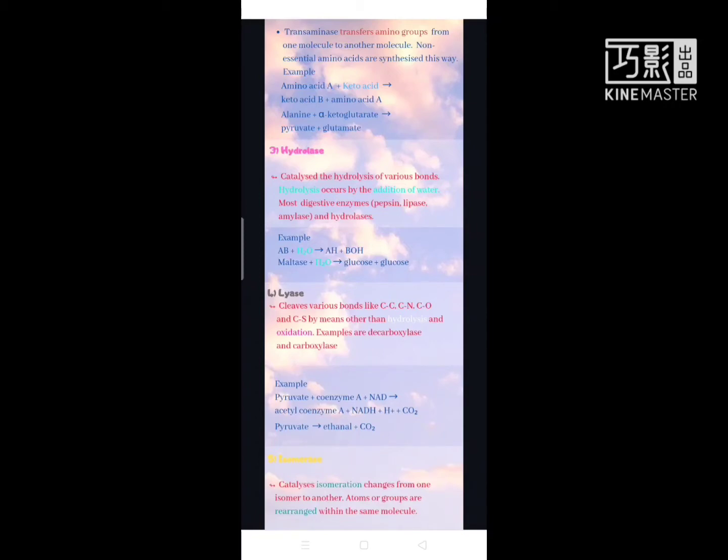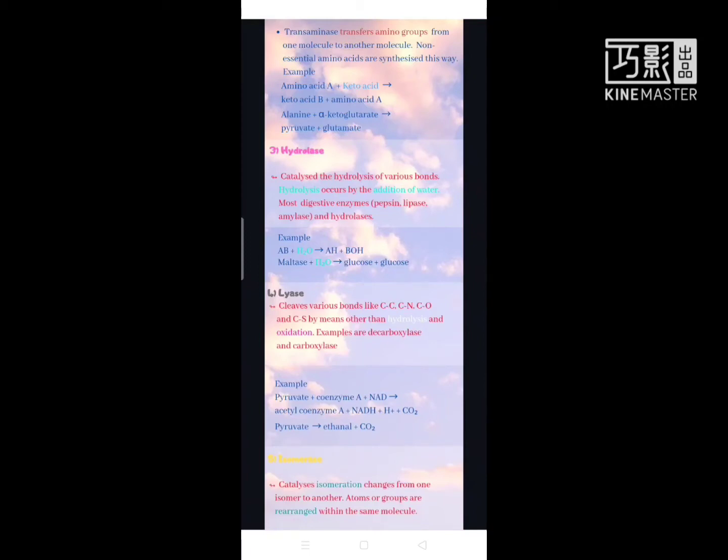For example, pyruvate plus coenzyme A plus NAD+ will produce acetyl coenzyme A and NADH and hydrogen acceptor and carbon dioxide in the presence of the catalyst pyruvate decarboxylase. And for another example, pyruvate will produce ethanol and carbon dioxide in the presence of the catalyst pyruvate decarboxylase.